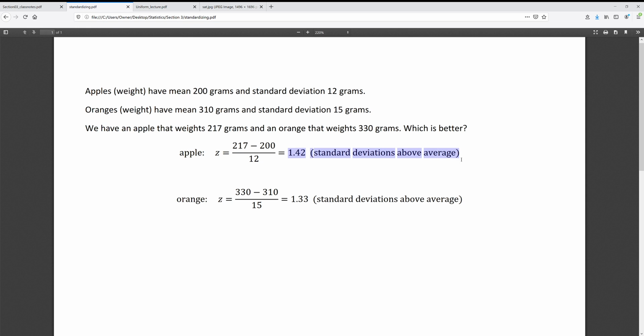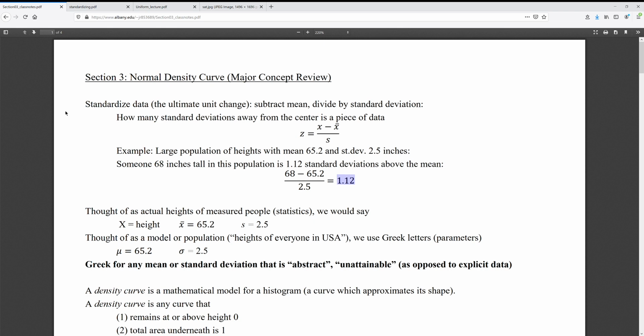It's all in the name, remember. Standard deviation, a standard for how much things deviate. This takes into account not only the fact that apples weigh less than oranges, but also the fact that apples vary less than oranges. Taking both things into account, we can say that the 1.42 is more than the 1.33. So this is a better example of better in the bigger, in the weighing more sense, heavier. This is a better example of an apple than this is of an orange. So there you go. There's the idea of standardizing data.